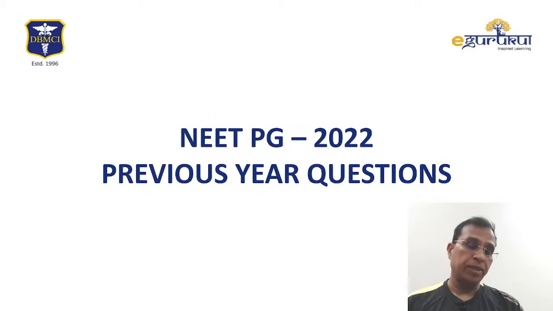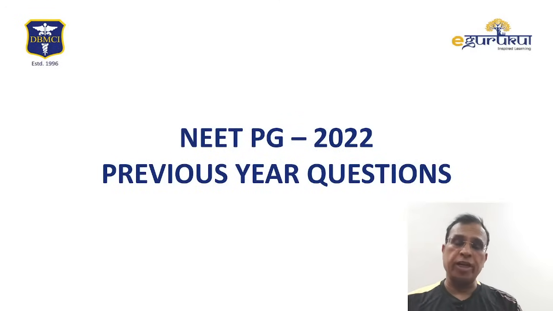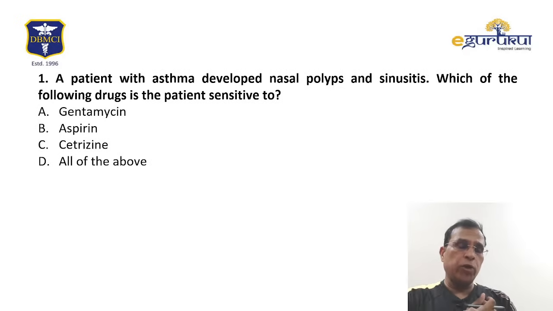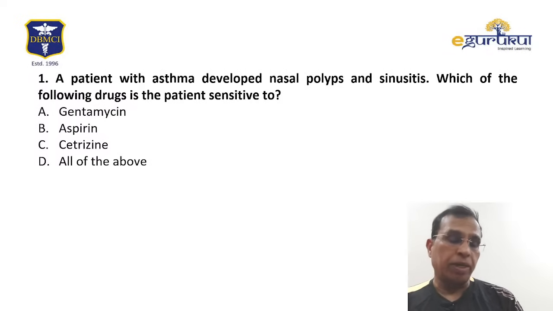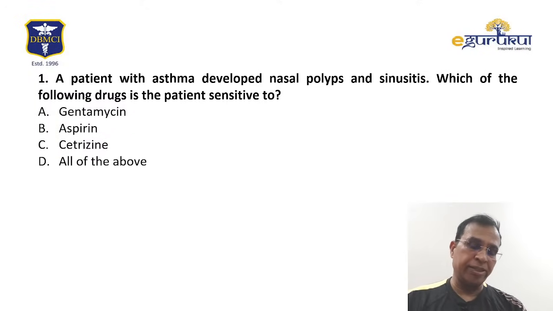So we have completed all the questions from NEET PG 23, and we come to 22. In 22, question number 1, a patient with asthma developed nasal polyp and sinusitis. Which of the following drugs is the patient sensitive to? Gentamicin, aspirin, cetirizine, all of the above.